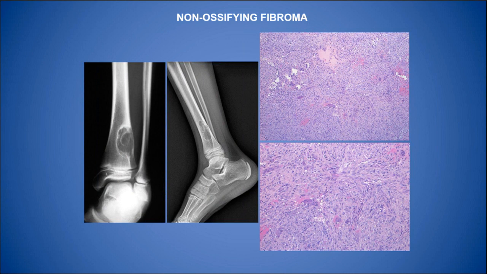Here we have another example. It's a cortical-based or cortical-associated lesion with scalloped margins and perilesional sclerosis. So that indicates that the lesion is slow-growing and benign. And there's always a risk for pathological fracture when the lesions occupy more than 50% of the whole diameter of the bone.